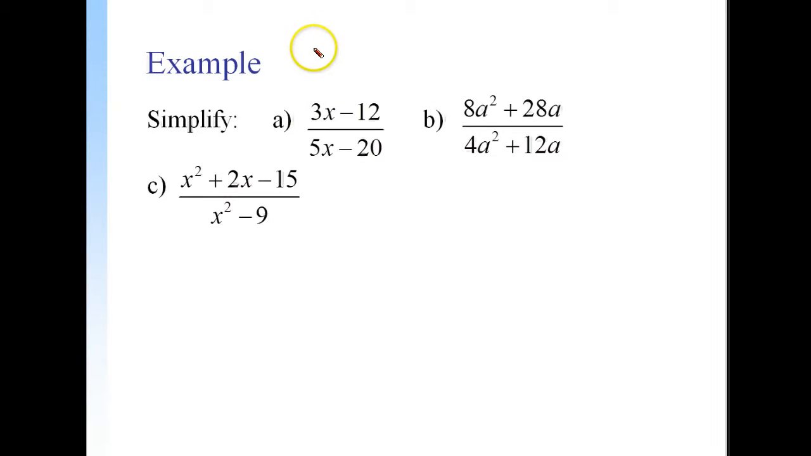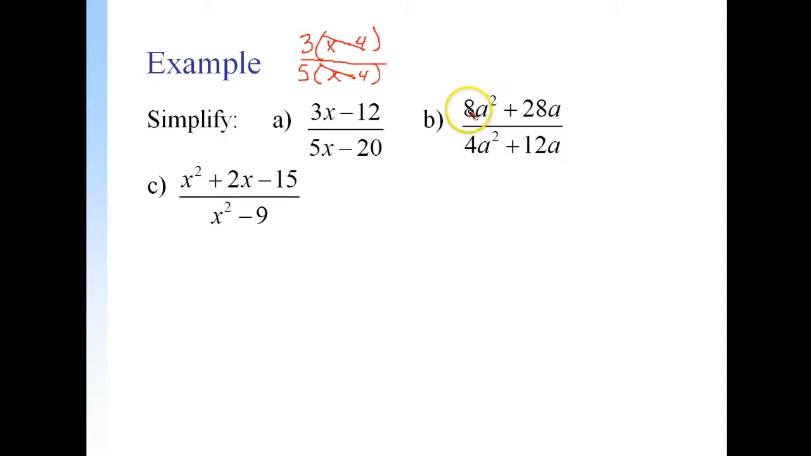So in this one, I can factor out a 3. And I get x minus 4. And in this one, I can factor out a 5. And I get x minus 4. Now you see I have common factors that I can then cancel out. So for A, my answer is 3/5.